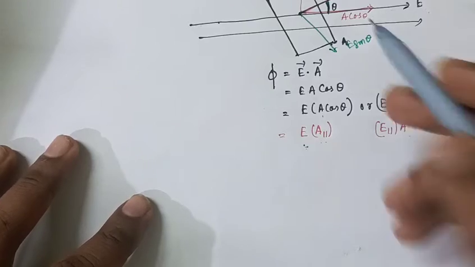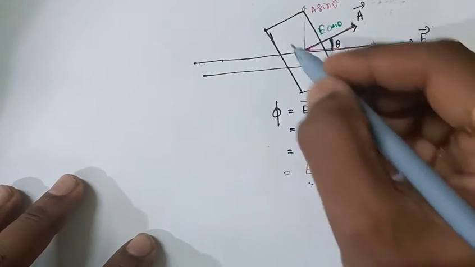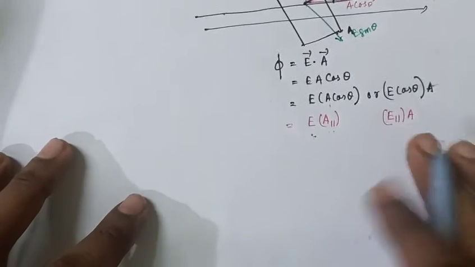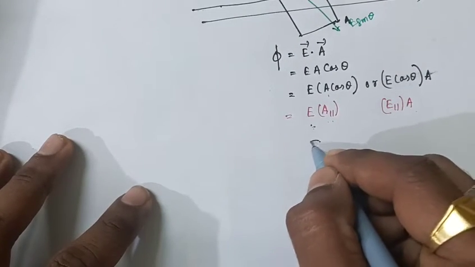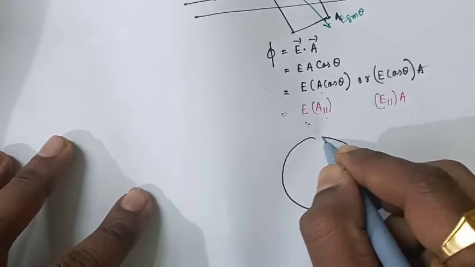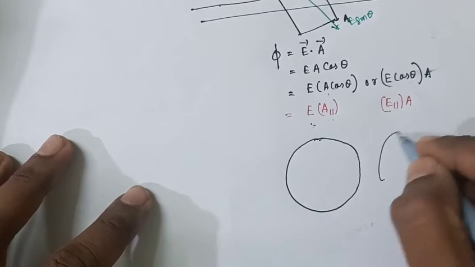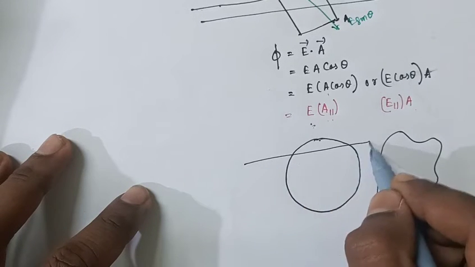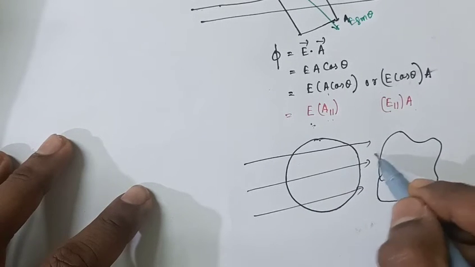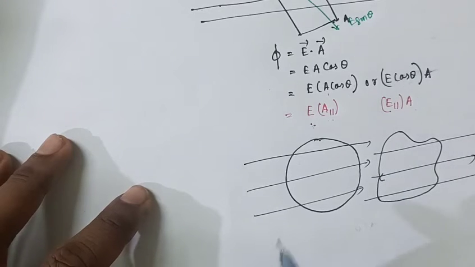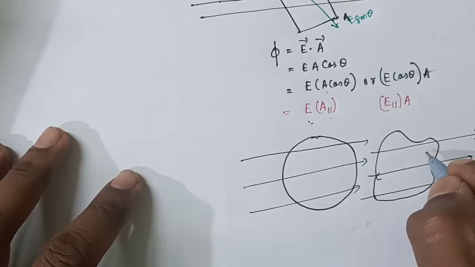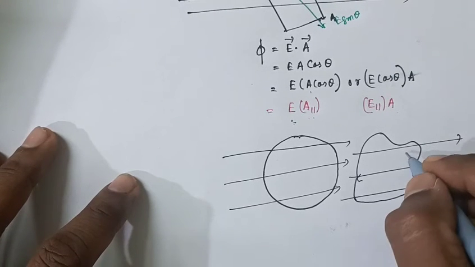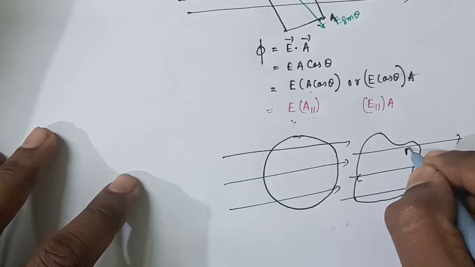In some cases, the area is easily calculated. But if the surface is a random surface, suppose a sphere-like scenario or any random surface, it will be like this. And it is in a uniform electric field like this. In that scenario, how much flux is passing through this? We already treated area as a vector quantity. So in that case, we will think about an elementary area.